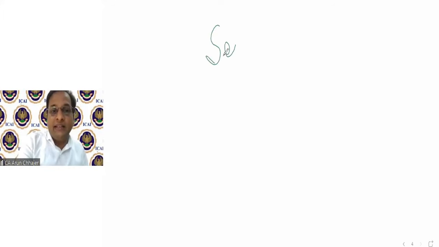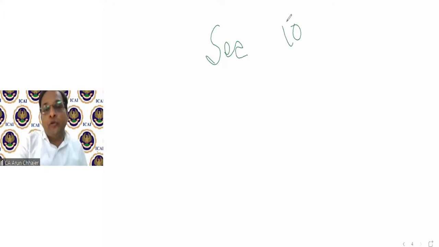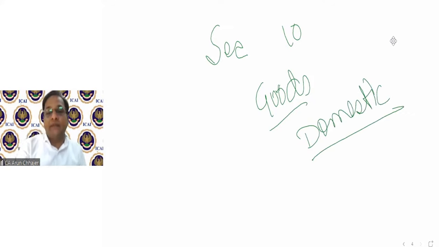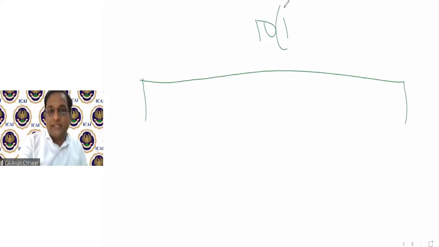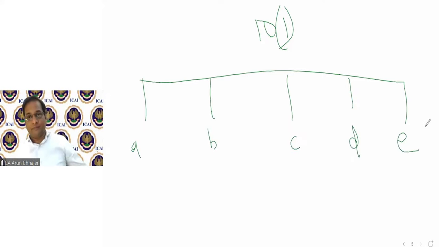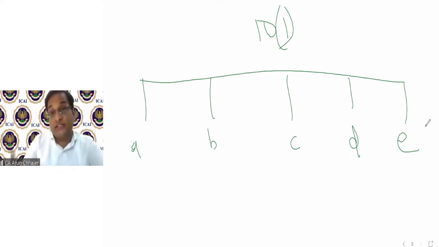We are starting with section 10. What is section 10? Section 10 will be used for goods, and that is domestic supply. It means I am making the supply within India. Section 10 subsection 1 has 5 clauses: Clause A, Clause B, Clause C, Clause D, and Clause E.